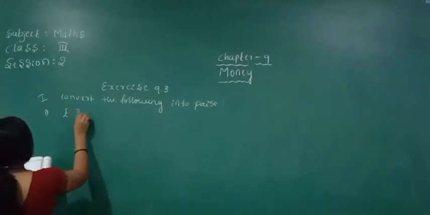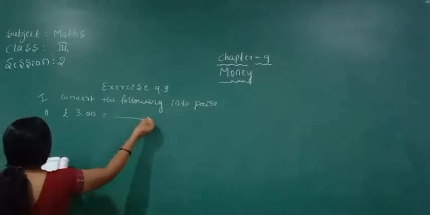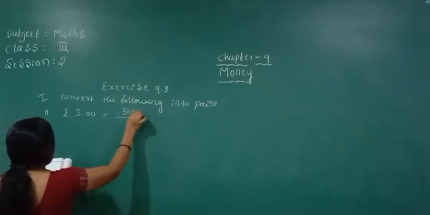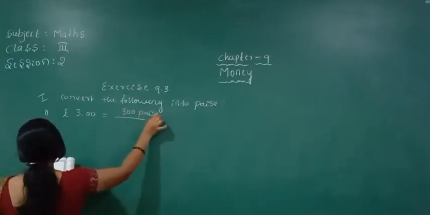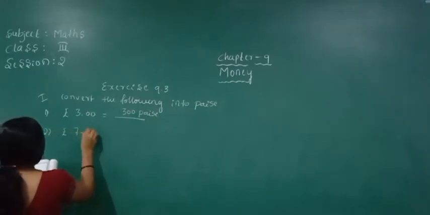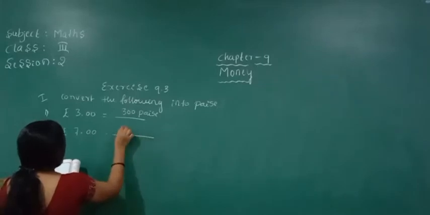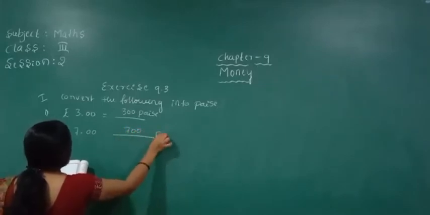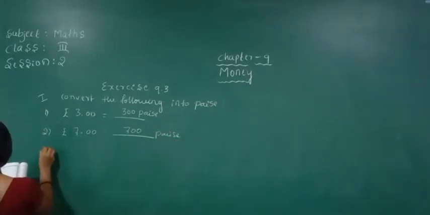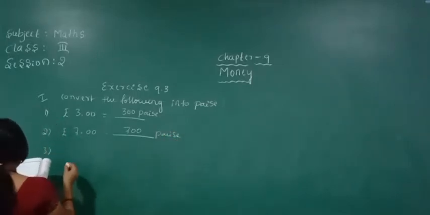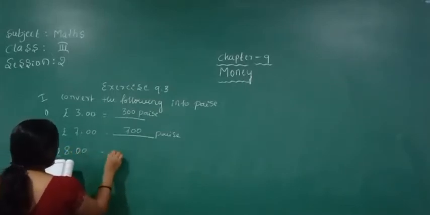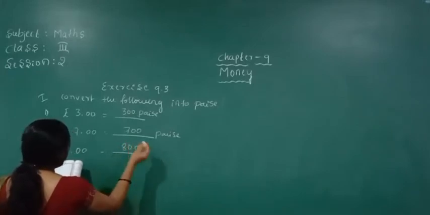Rupees 3. We convert 3 rupees into paise: 300 paise. The second one, rupees 7, is 700 paise. Next, the third one, 8 rupees, is 800 paise.